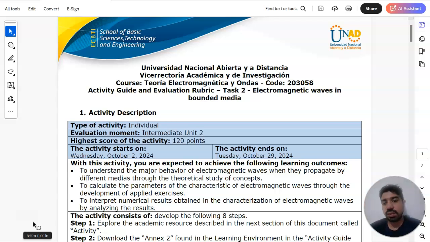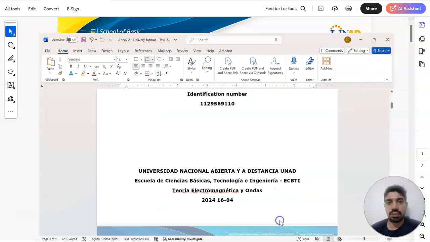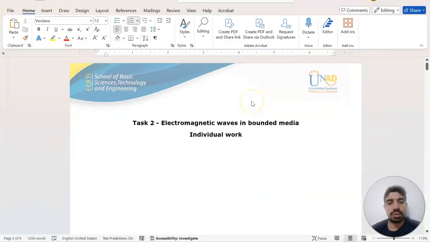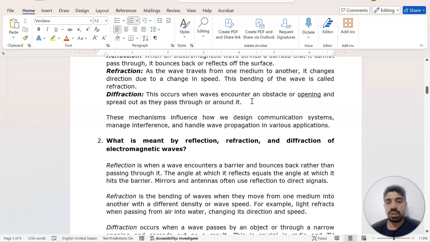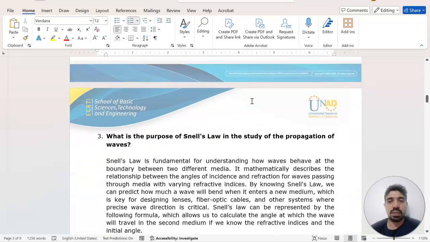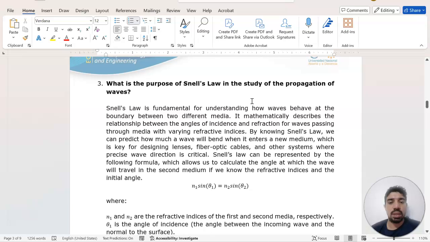Today I'm going to explain an exercise from the subject electromagnetic theory and waves. The subject is the text number 2, electromagnetic waves in bounded media. First, there are three exercises, some questions, that we needed to develop. I'm going to explain number 3, which is related to Snell's law.